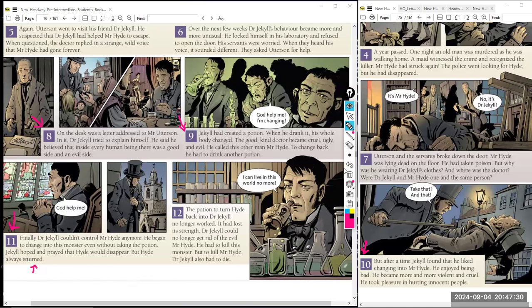Finally, Dr. Jekyll couldn't control Mr. Hyde anymore. He began to change into this monster, even without taking the potion. Jekyll hoped and prayed that Hyde would disappear. God help me! But Hyde always returned.